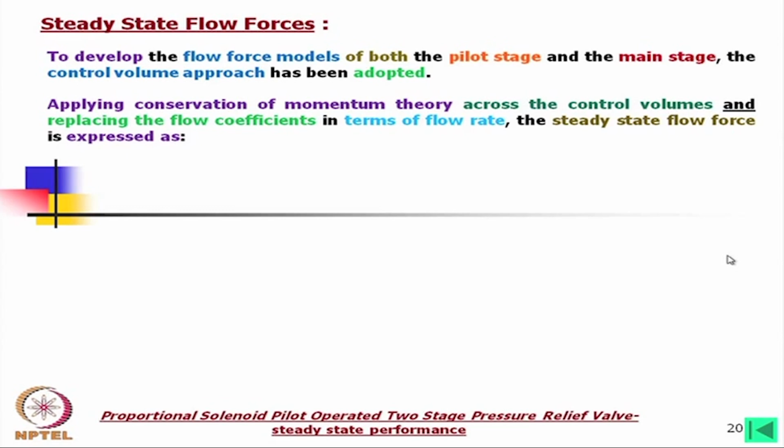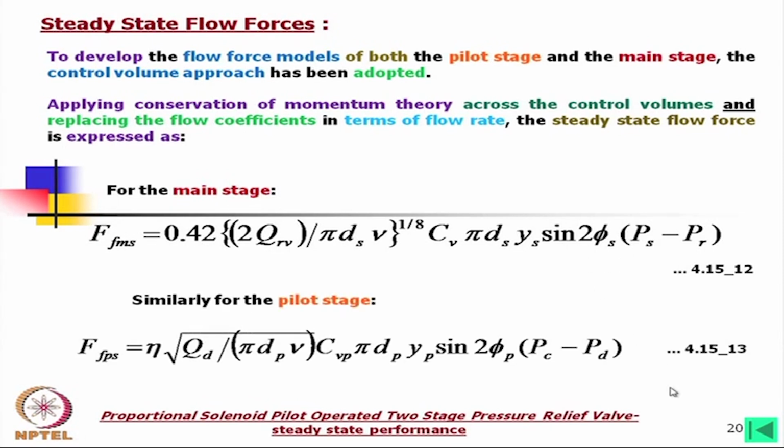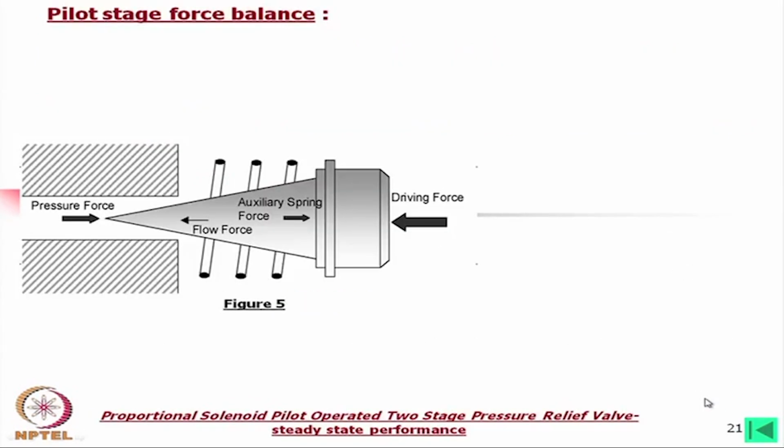Now, for the steady state flow forces model for both the pilot stage and main stage, the control volume approach is adopted. We have to find out the flow forces. The main stage flow forces can be expressed like this. This is again using the flow force equation, but I think we need to explain this in a little better way, so maybe we shall continue in the next day.